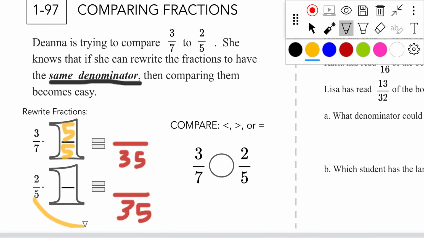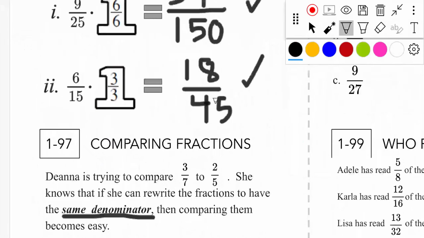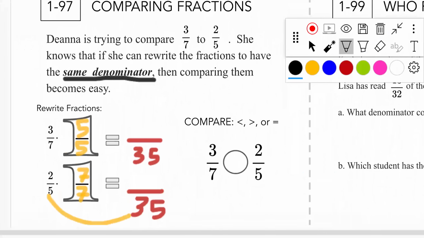And what do we multiply 5 by to get to 35? 5 times what is 35? Yeah, if you said 7, that is correct. Good job. Okay, so now just like we did on problem number 96, we're going to do the same for problem number 97 and multiply the numerators and denominators.